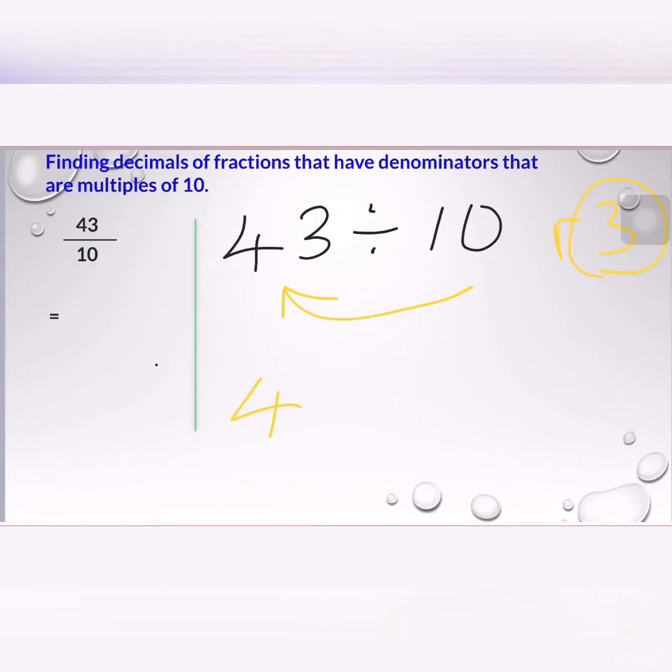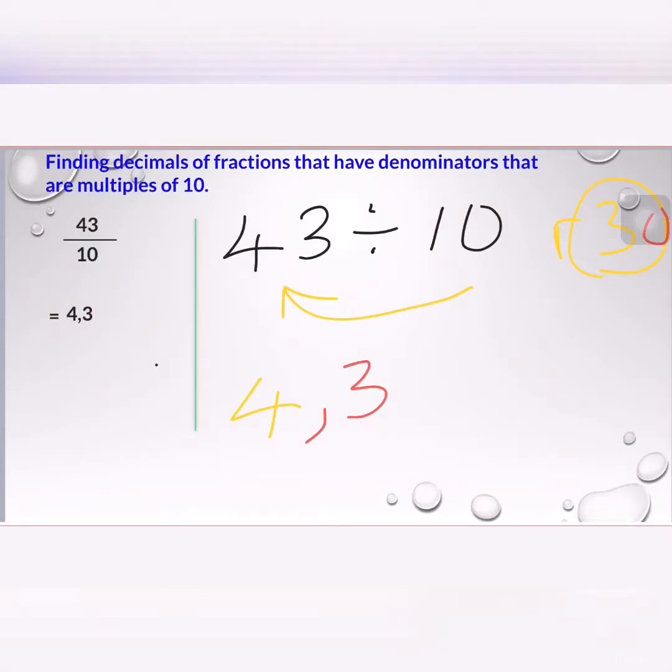For us to be able to work with this remainder, we are going to do what we did previously. We put a comma here. When we put this comma there, we are going to add a 0 in front also. Then we say 10 into 30, we're going to get 3. Therefore, our answer will be 4.3.